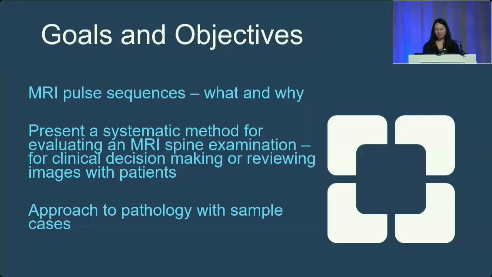I just wanted to kind of go over how we look at spine imaging, how we come up with the differential diagnosis, kind of like the tricks and tips that we use as radiologists to come up with differential diagnoses.